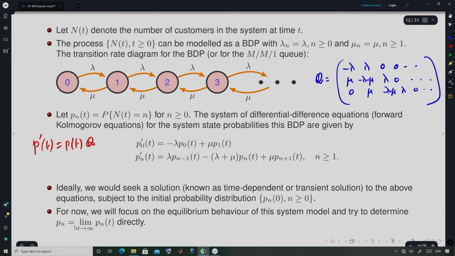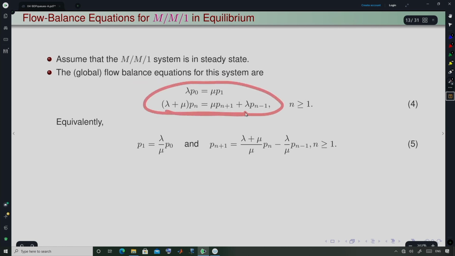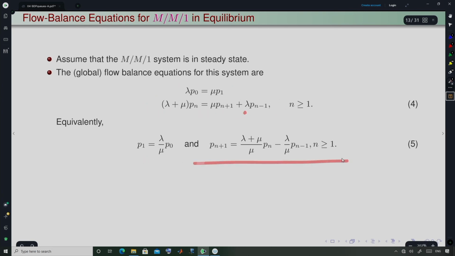So, we are always interested in what happens to this Pn and how we can get this Pn, which is of our interest. Where we are now, we are assuming that the M/M/1 system is in steady state. Flow balance equations, we will not even call global anymore, we may drop the word, but simply say balance equations. The balance equation for this system, as we know already, is this, or equivalently we can write it in this form.